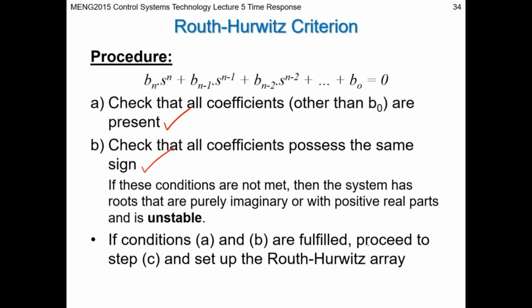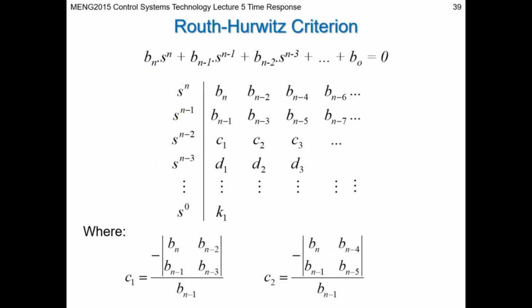But if we fulfill these two conditions, we have all our B terms, and they're all the same sign, then we proceed to the Routh-Hurwitz array. It's a bit of a tongue twister. All right, and this is what it looks like. It's a matrix, and the way this matrix is configured is that you list your S powers down the left-hand side, the terms of your polynomial, and then you list out the coefficients within the matrix on the right-hand side. Let's have a look at how this is constructed.